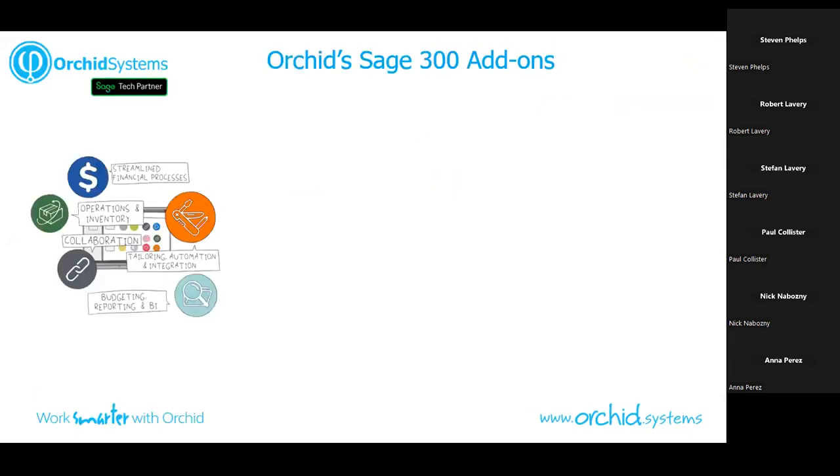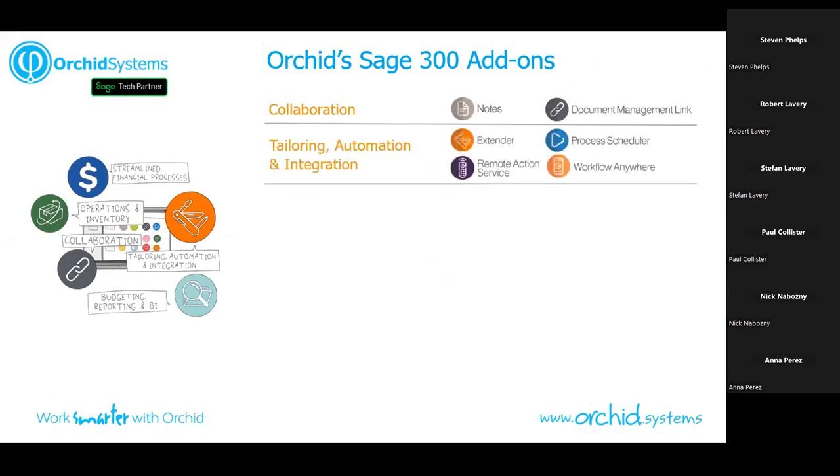Looking quickly at Orchid Sage 300 add-on products, we break them down by business requirement or functional area of the business. Starting with collaboration, there's a notes application as well as a document management link solution to attach documents to transactions and master files within Sage 300.